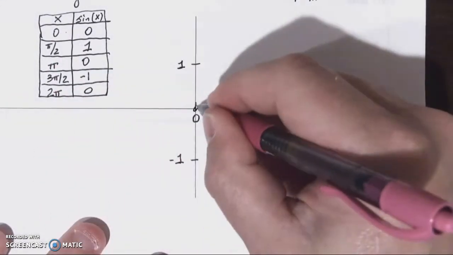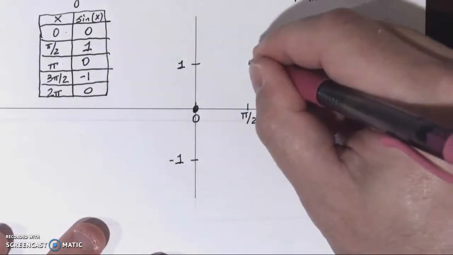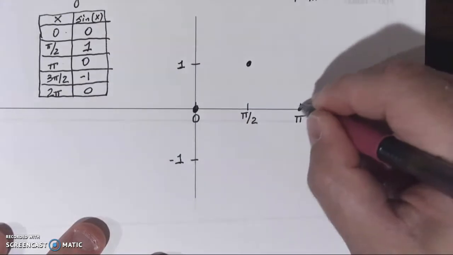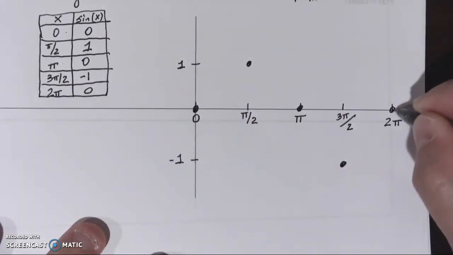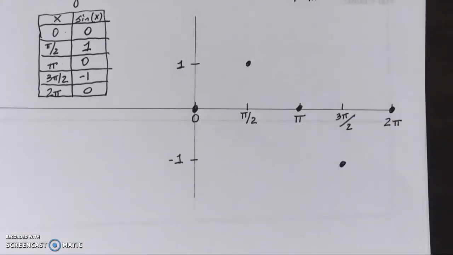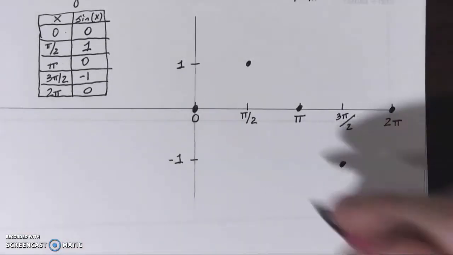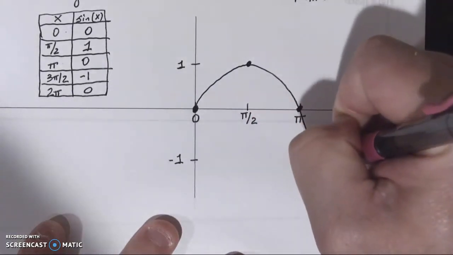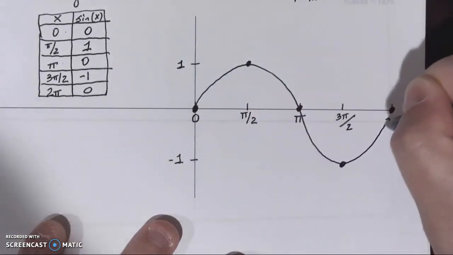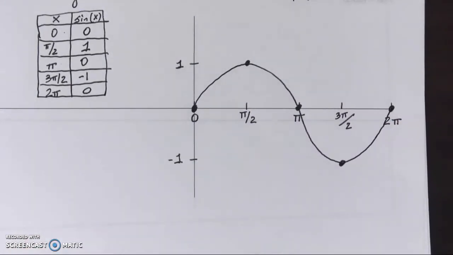Here's 0, 0. Here's pi over 2, comma 1. Here's pi, comma 0. Here's 3 pi over 2, negative 1. And here's 2 pi. And as you notice, we are going to get something that looks like a wave. This is the graph of sine of x.